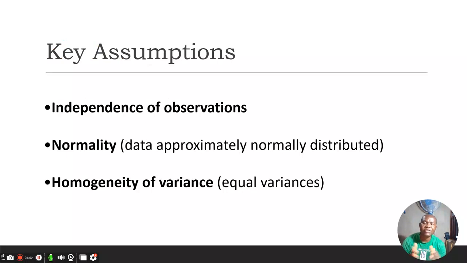So these are examples, but let's look at the assumptions. Number one, we are dealing with independent observations, so the two groups must be independent. And number two, the data sets must be approximately normally distributed. That is where normality becomes important. And then homogeneity of variance is very, very important. So the variance of the first group must be equal to the second group or must be approximate to one another. Very, very important.